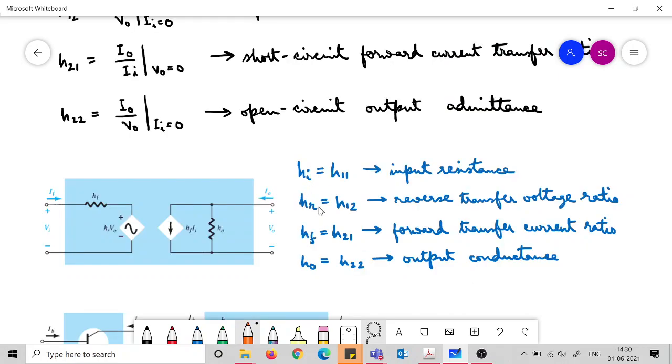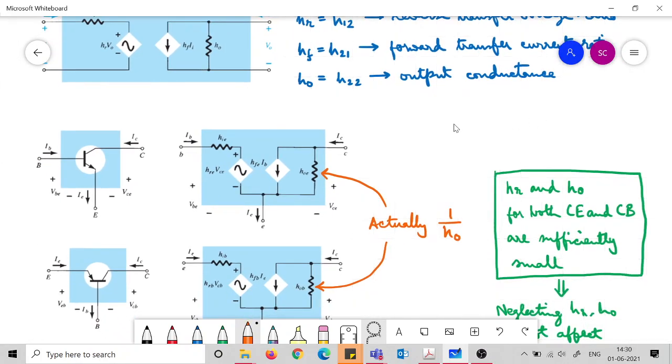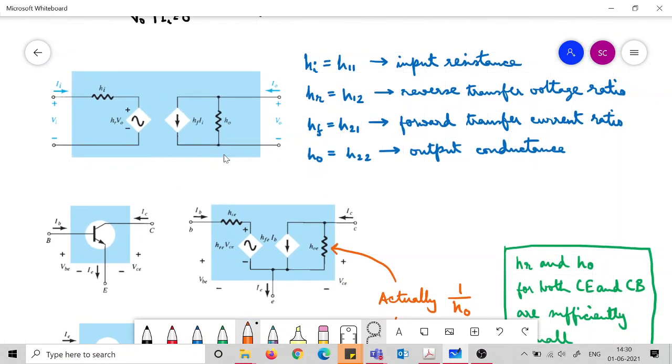That's why this suffix is IRFO. You can understand that. So we will employ this circuit. This is the hybrid equivalent circuit. We will employ this circuit to replace a BJT. Anything can be replaced. Any two-port network or any two-port element, any two-port device can be replaced by this circuit. So we will replace the BJT with this circuit.